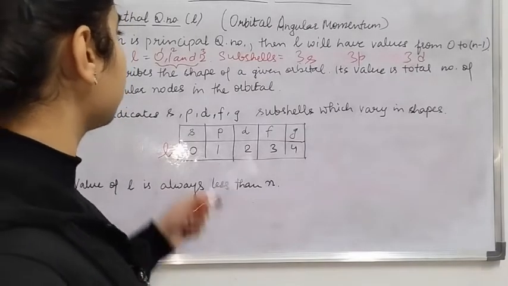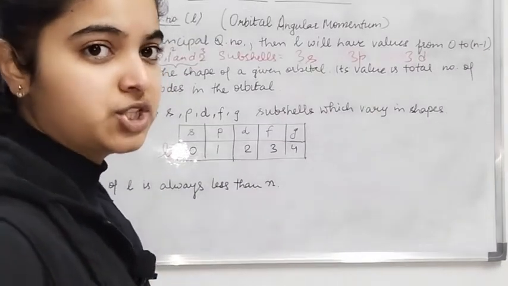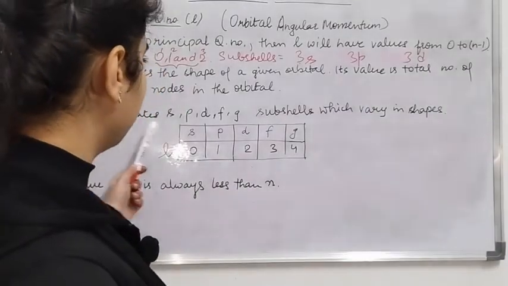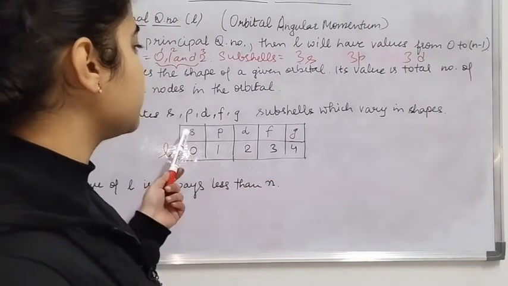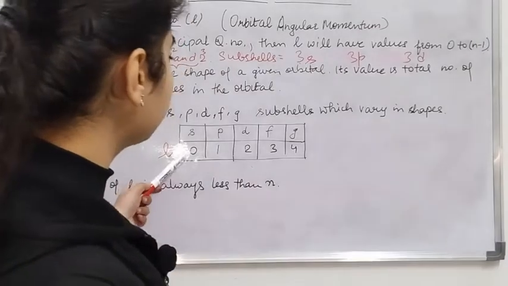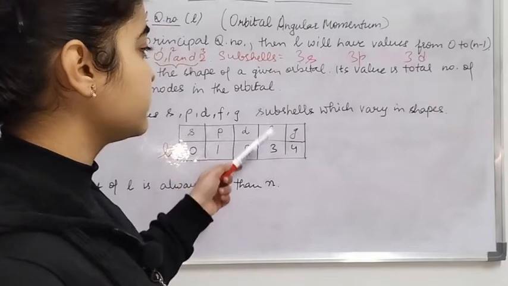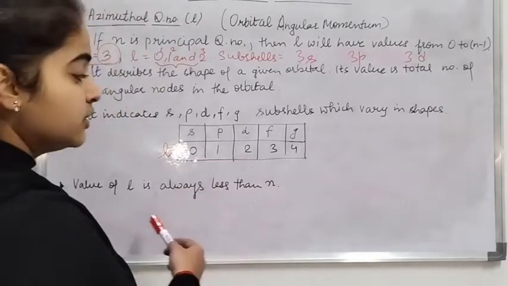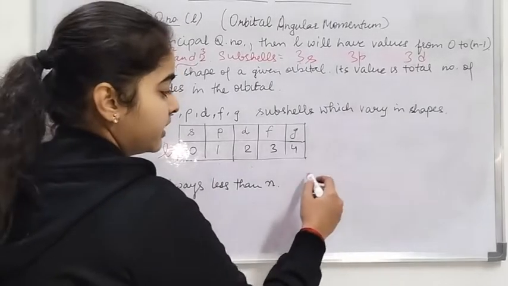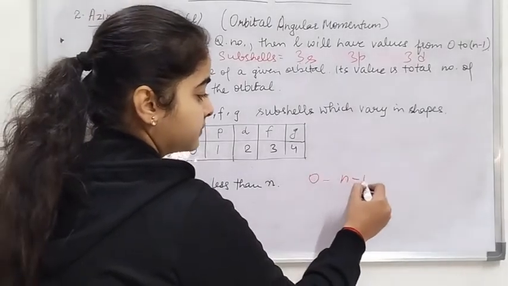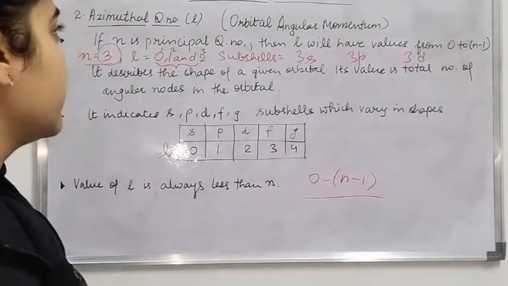This quantum number describes the shape of a given orbital, because different subshells have different shapes. These are the designations of azimuthal quantum number 0, 1, 2, 3, 4: S, P, D, F, G. 0 is for S, 1 is for P, 2 is for D, 3 is for F and so on. Its value is always less than the value of the principal quantum number. It is understood because it is from 0 to n minus 1. This is all about azimuthal quantum number.